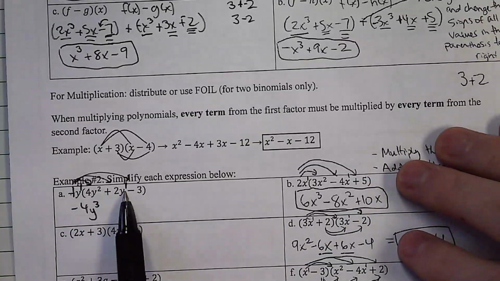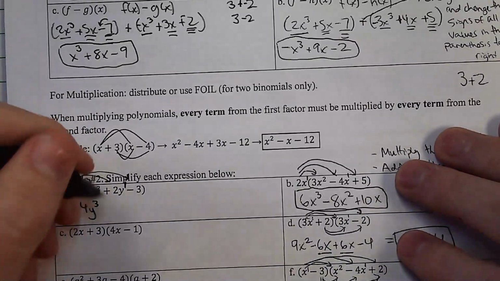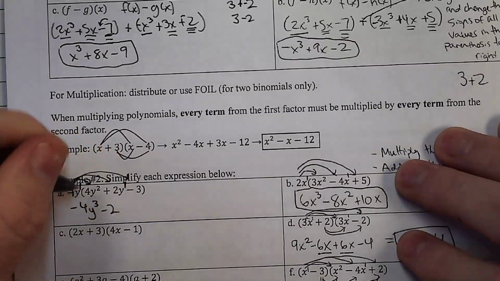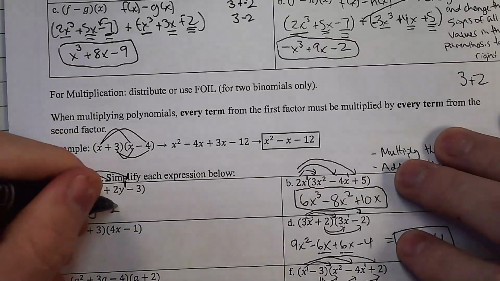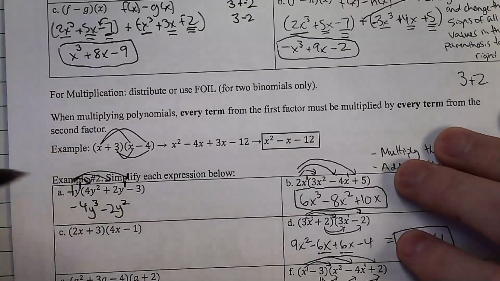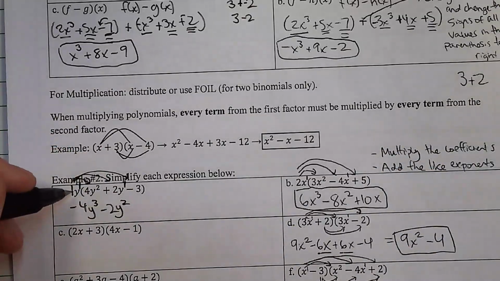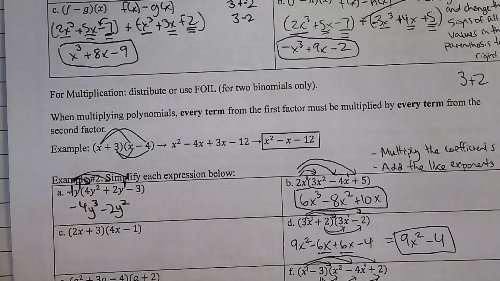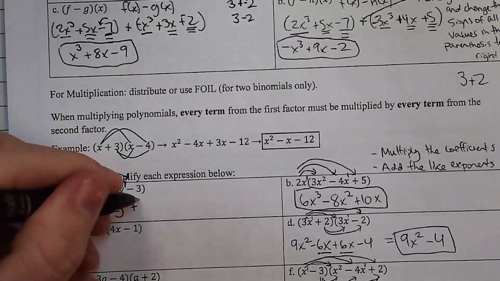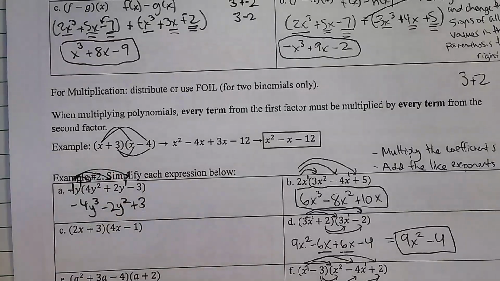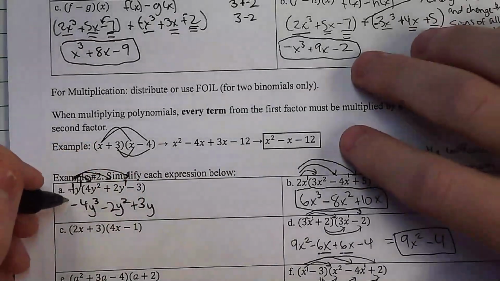Next one, what's negative 1 times 2? Negative 2, and then you add the exponents. What's 1 plus 1? 2, right? What's negative 1 times negative 3? 3, and then you add the exponents. 1 plus nothing, it'll just be y to the first.